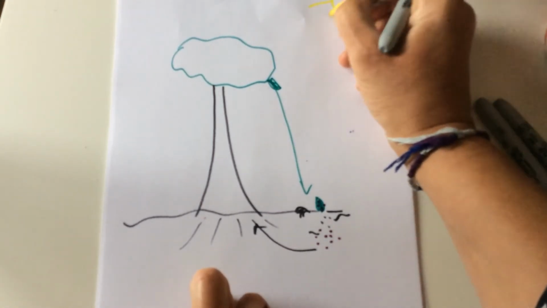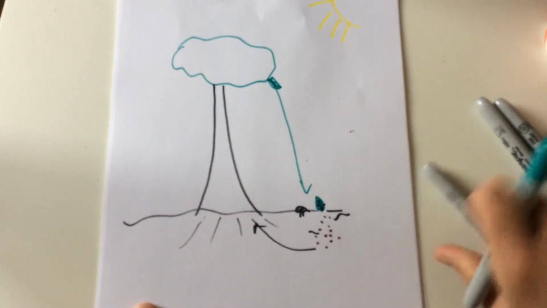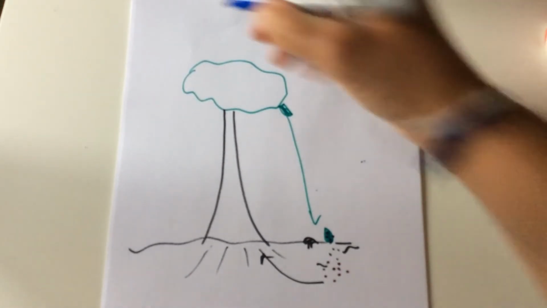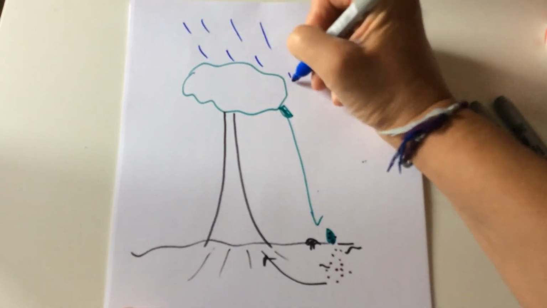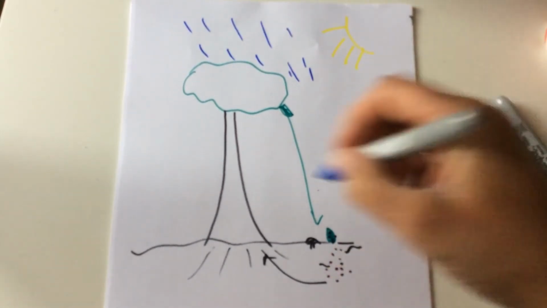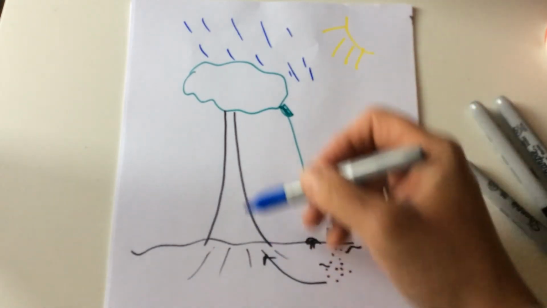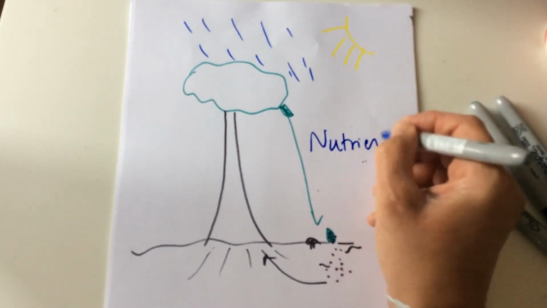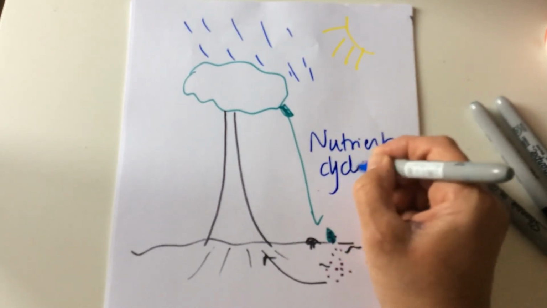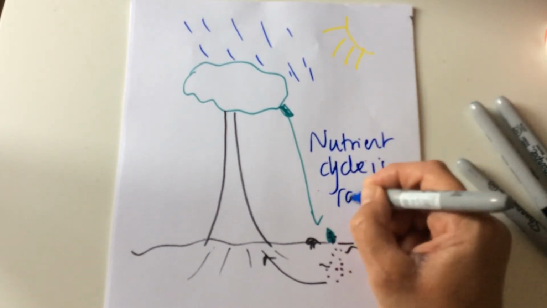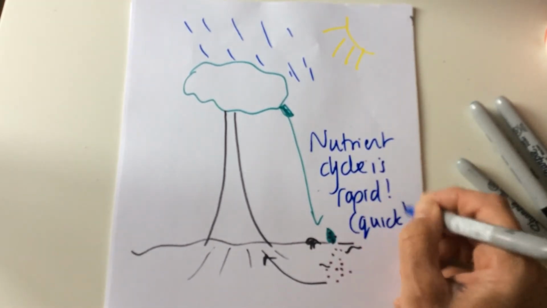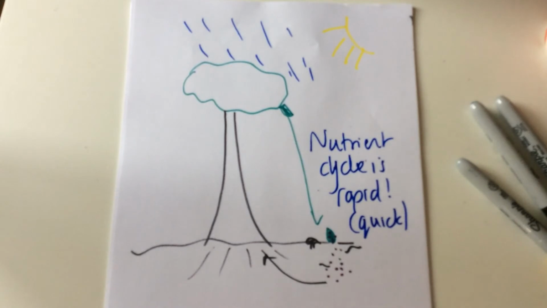And this is all happening because of the perfect growing conditions with lots of sun and lots of rain every day. So it's just perfect. So this cycle, the nutrient cycle, is happening very quick. So the nutrient cycle is rapid, it's quick, and when you're on the floor of a tropical rainforest there are lots and lots of decomposers.